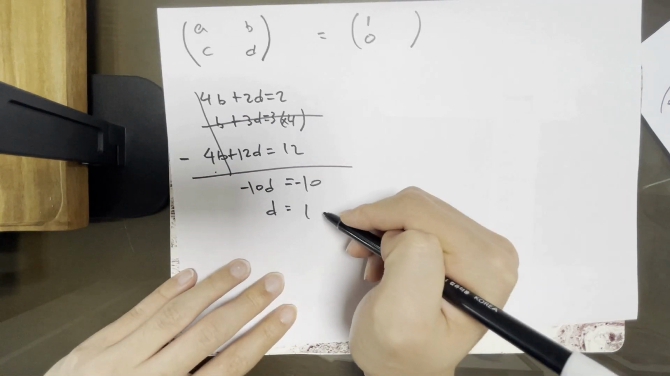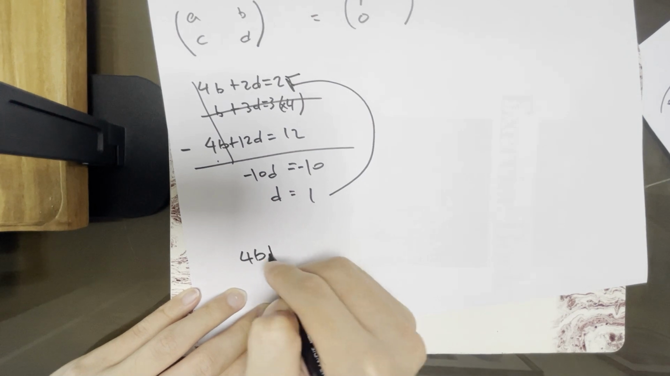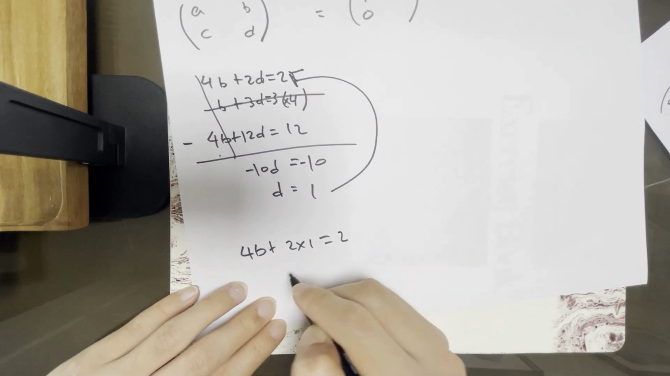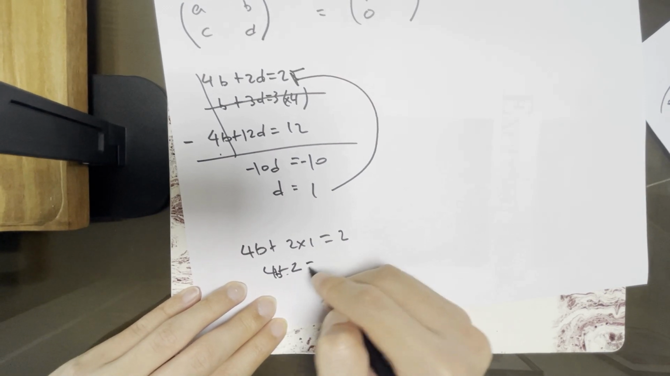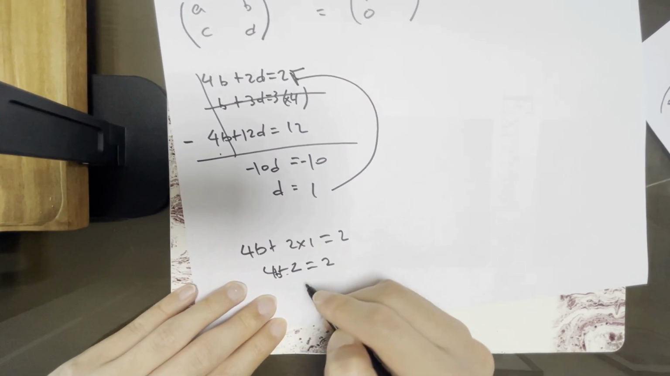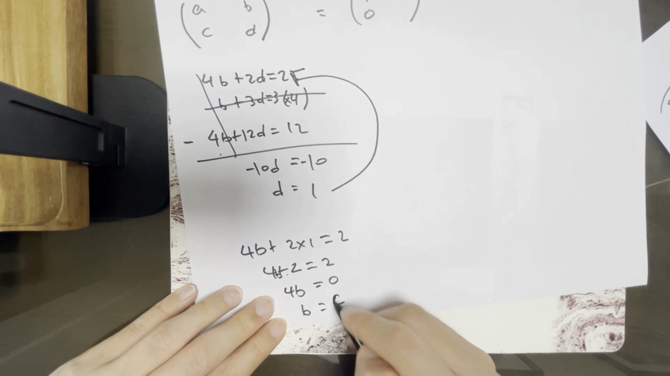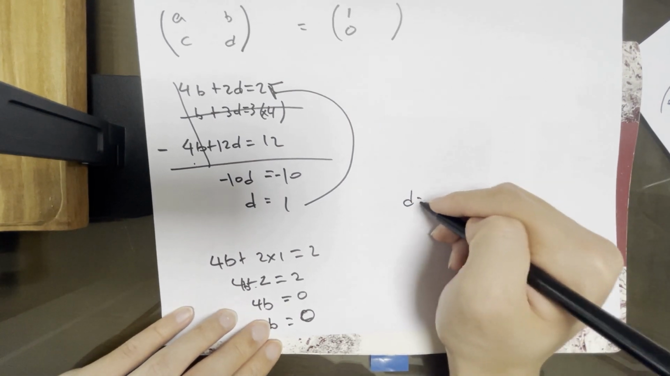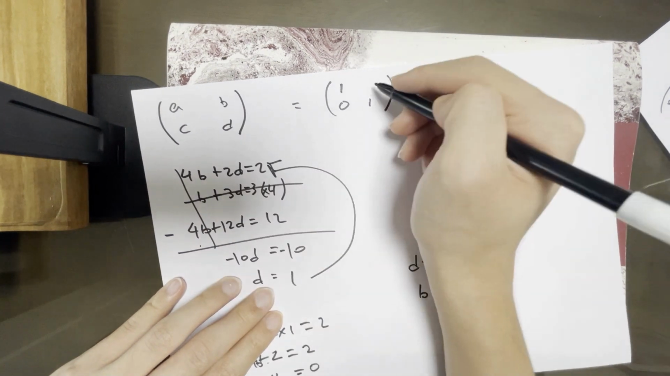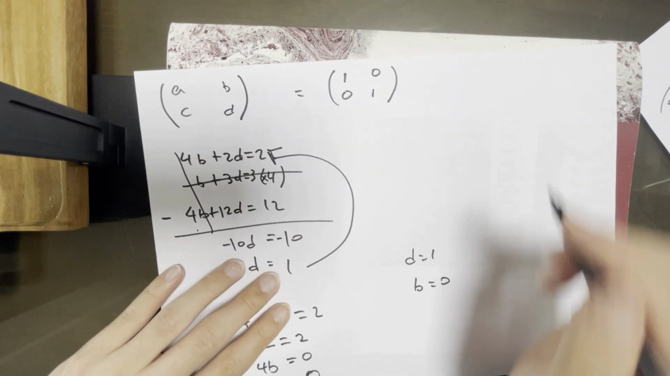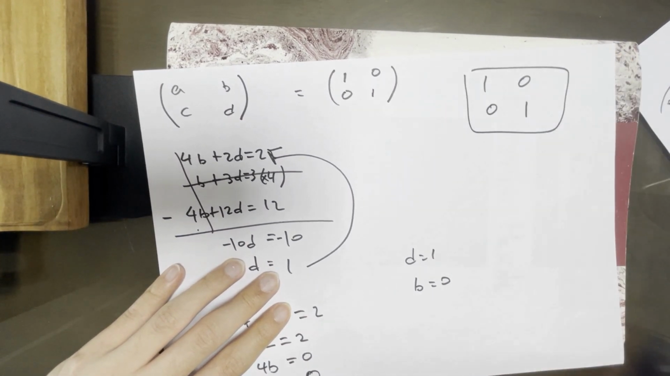Okay, now I substitute this d into here. So 4b plus 2 times 1 equals 2, which is 4b plus 2 is equal to 2. And we can minus 2 from both sides to give us 0 equals 4b. And whatever you divide 0 by is still 0. So b is 0. So d is 1 and b equals 0. The identity matrix is 1, 0, 0, 1. That is how you calculate the identity matrix.